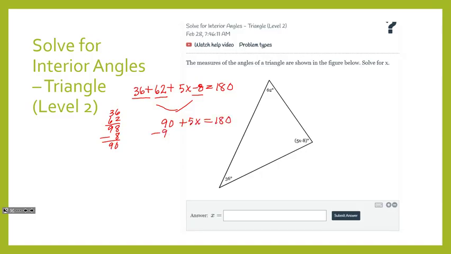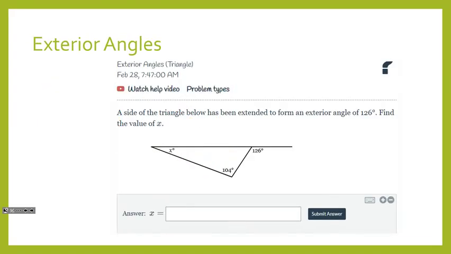Minus 90, because we're solving for x. 5x is 90. Divide by 5, divide by 5. And what do we get? x is 18. So that is what x is. There are a couple of other ways you can work this too, but as long as you come out with x is 18, you're golden.